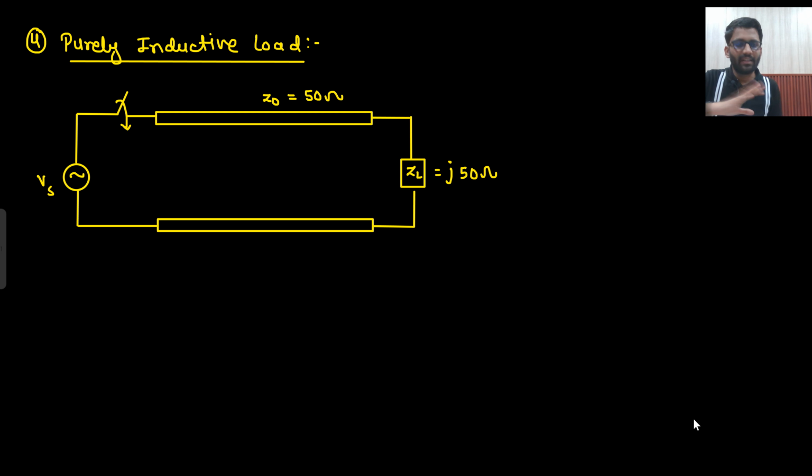I will explain this thing. It's a very easy thing. The same analysis we just need to do, and we will get the standing wave pattern. So let me know what will be the location of voltage maxima. What is the first location of voltage maxima? That you need to tell me.